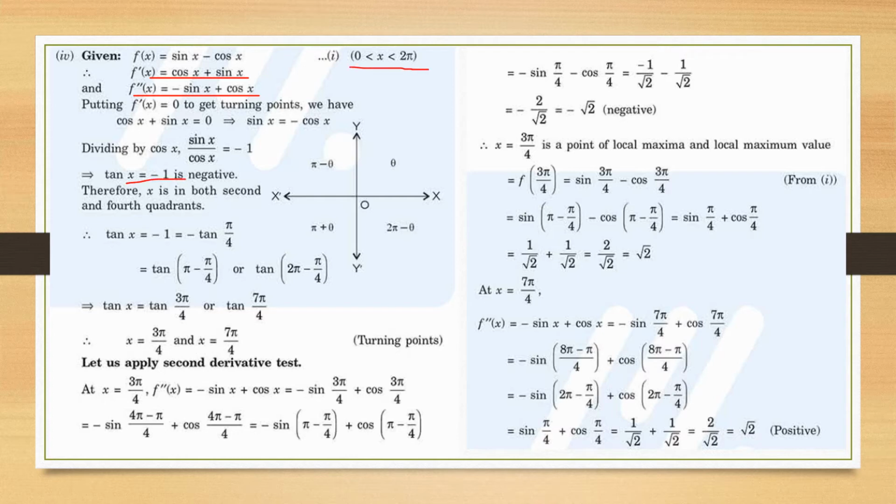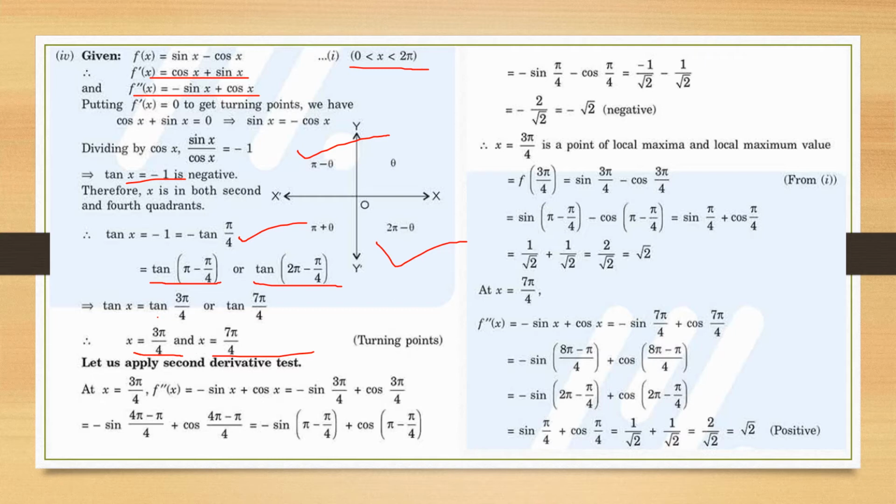As the interval is 0 to 2π, I have to work out all the values where tan itself is negative, so that negative of negative cancelled will give me the value of tan positive. So we see tan is negative in the second quadrant and the fourth quadrant. Second quadrant means π minus π/4, fourth means 2π minus π/4. So the two angles possible are 3π/4 and 7π/4.